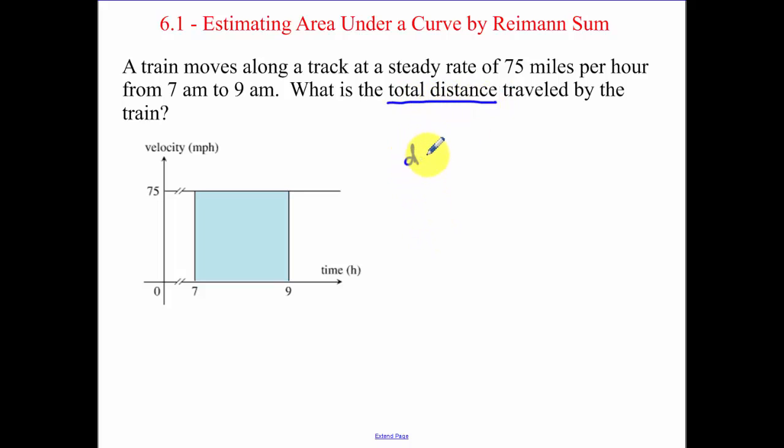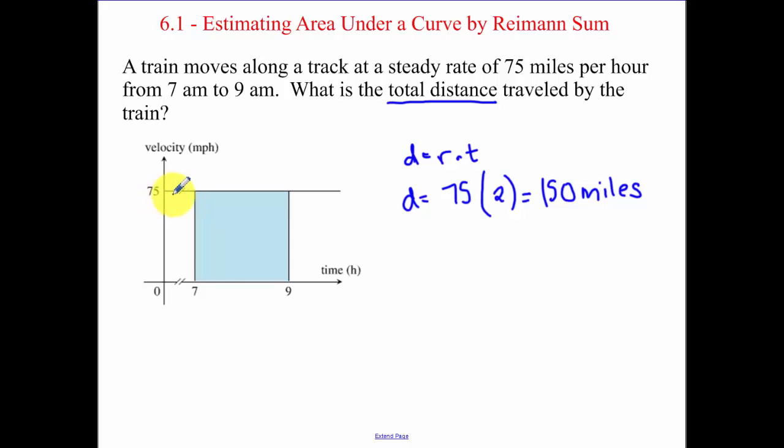So from previous math courses, we know distance is rate times time. So to figure out our total distance, we multiply our rate times the time, which is 2 hours, to get 150 miles.